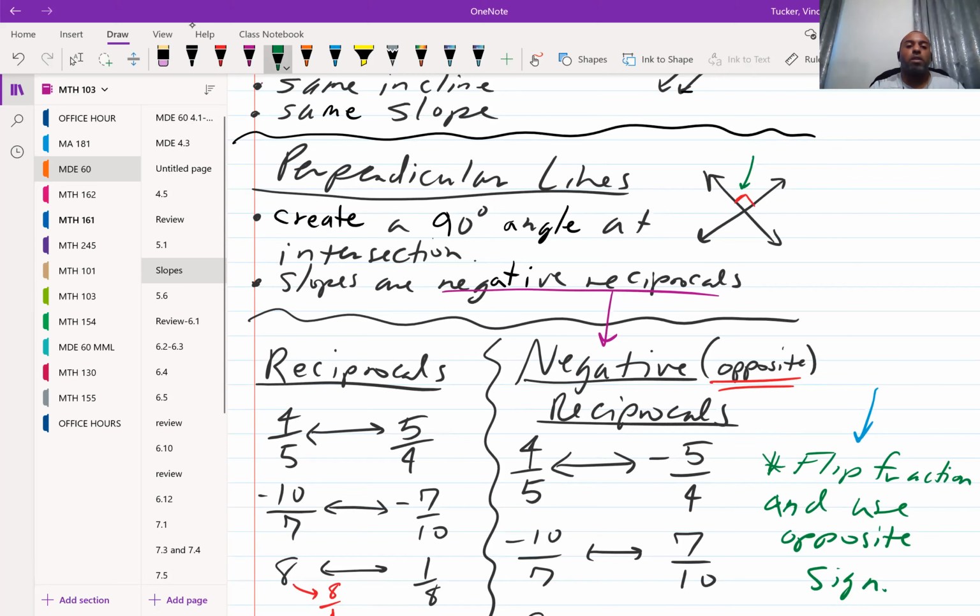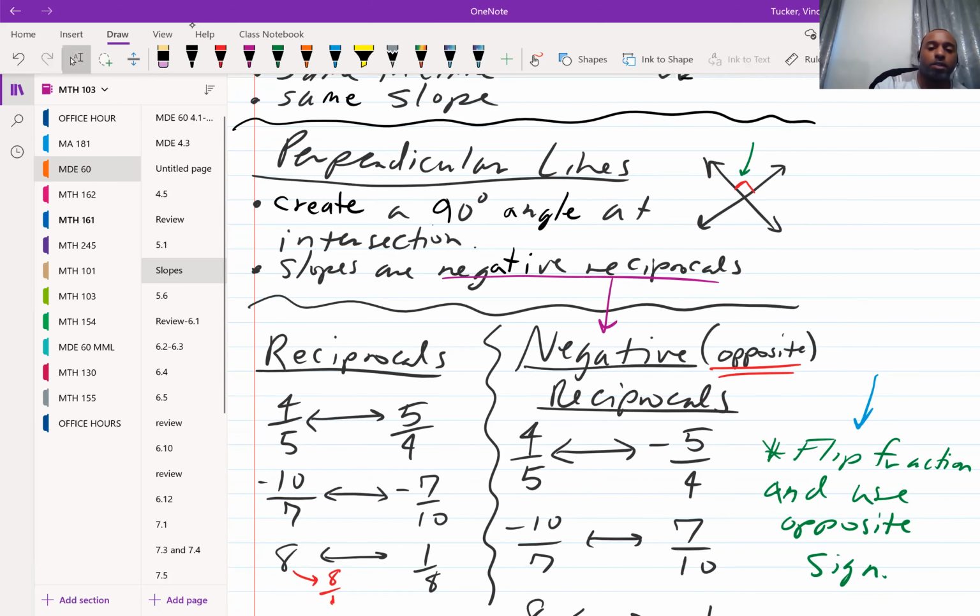All right, so perpendicular lines at their intersection create a 90-degree angle. But the main thing for us, as far as the slopes are concerned, is that they're going to be negative reciprocals of each other. So what does it mean to be a reciprocal? That just means you flip your fraction.